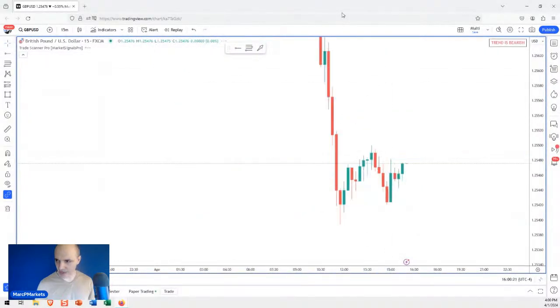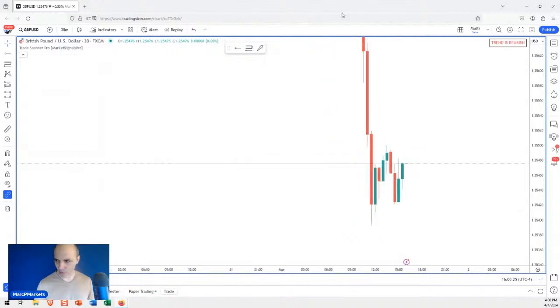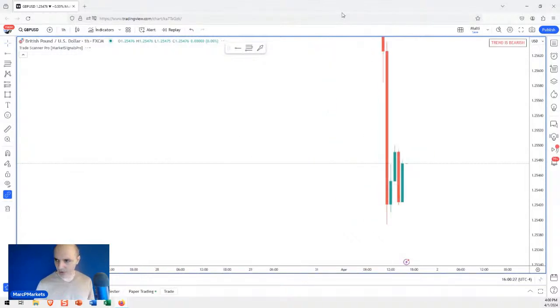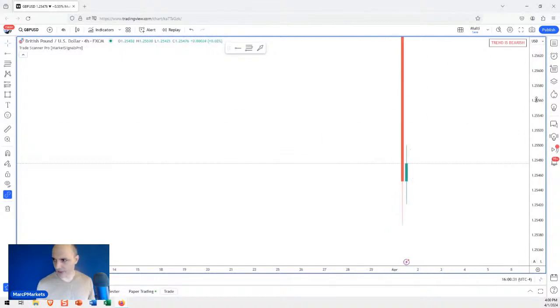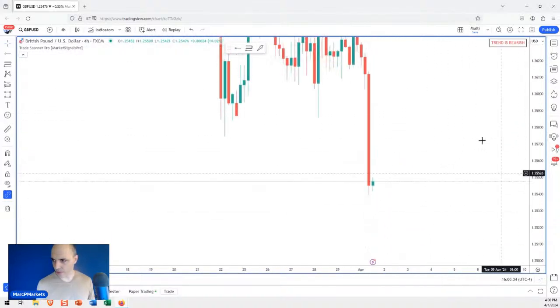Let's look at the 15 minute. Anything here? Let's look at the 30 minute. All right, so I'm just scrolling through the time frames. 1 hour, anything there? No. 4 hour, anything there? Nothing. Okay. This is the British pound.